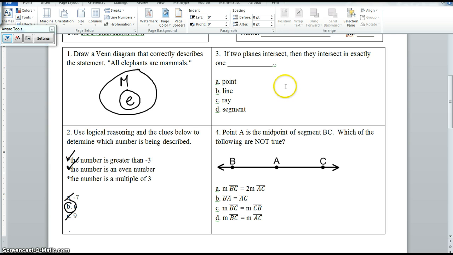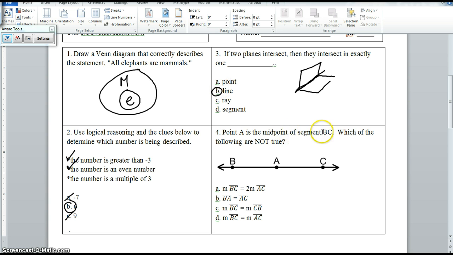Number 3, if two planes intersect, then they intersect in exactly one what? Two planes. So that's something that looks like that, a flat surface, right? And something that looks like that. So right here, I have created a line.